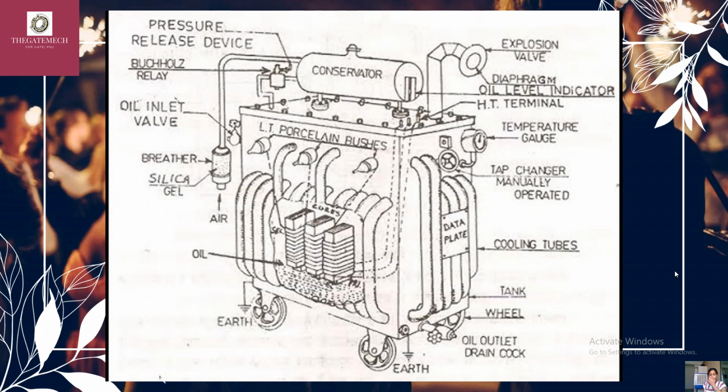So let's start. Here we can see this is a tank. These are cooling tubes, fins, radiator fins. Then temperature gauge, conservator, explosion valve, pressure release device, relay, silica gel breather, oil inlet valve, bushing, and wheels. So this is the basic diagram of a transformer.